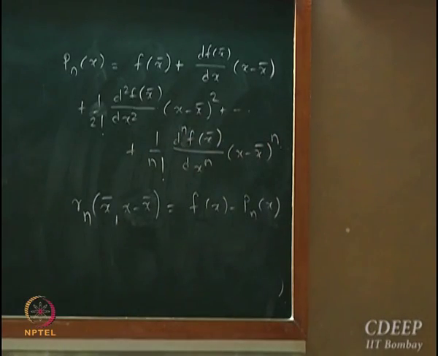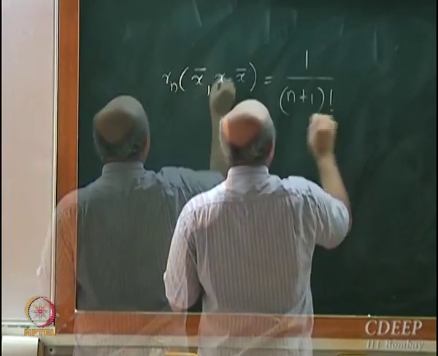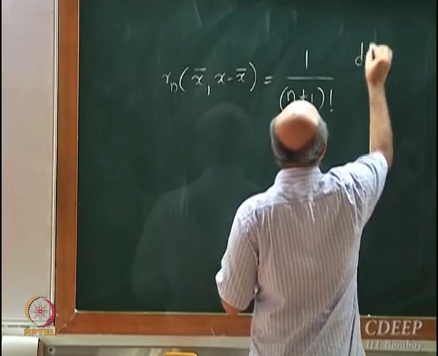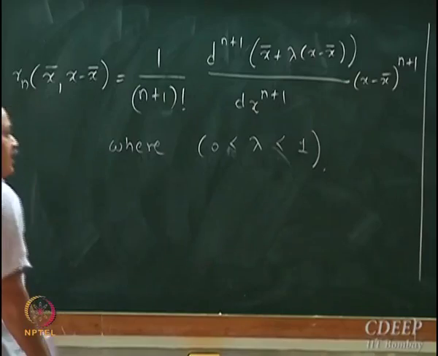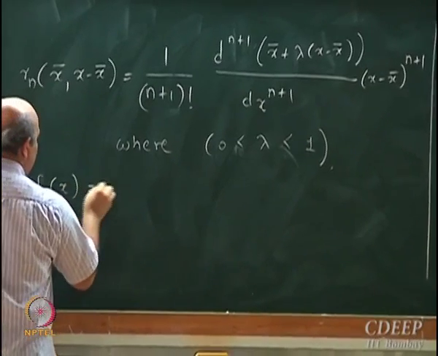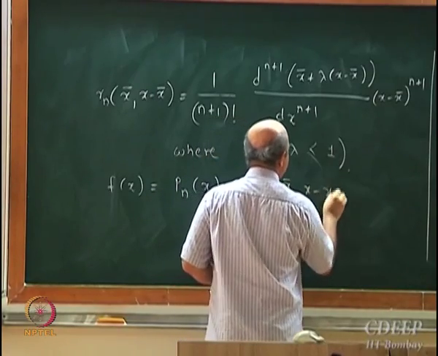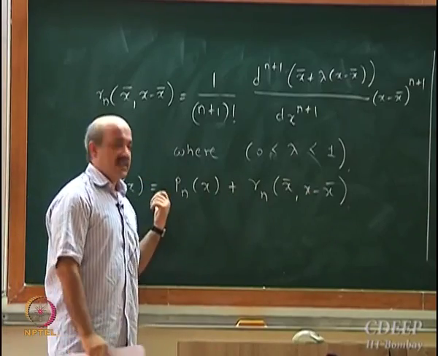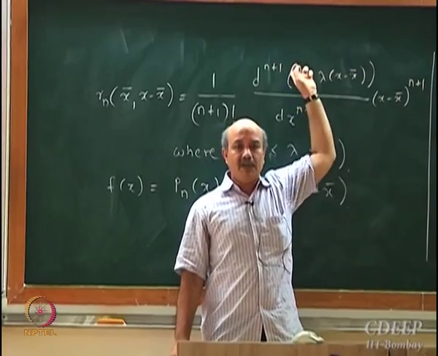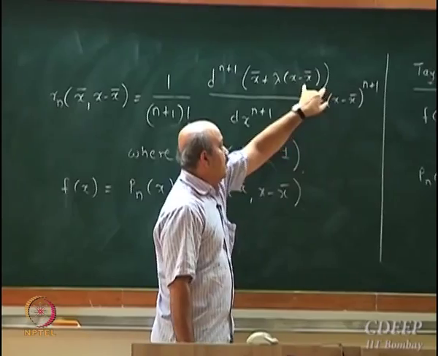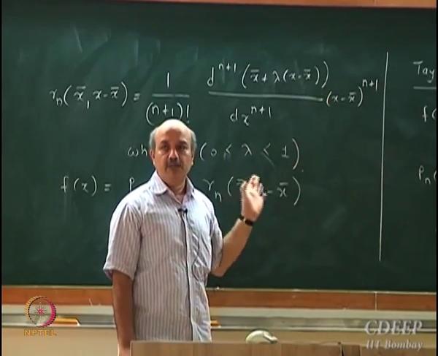Now what Taylor's theorem tells you is, so according to Taylor's theorem, Rn is 1 upon n plus 1 factorial times the n plus 1th derivative. So actually I can write f of x as Pn x plus Rn x. So this is an exact expression. This n plus 1 derivative is not evaluated at x equal to x bar. It is evaluated at some intermediate point, x bar plus lambda times delta x, where lambda is a fractional value between 0 and 1, okay.